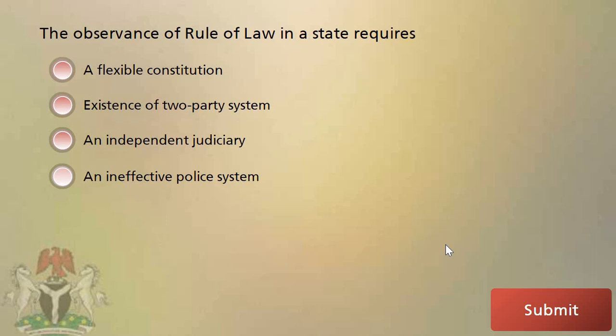Question 13. The observance of rule of law in a state requires A, a flexible constitution; B, existence of two-party system; C, an independent judiciary; D, an ineffective police system. Okay, an independent judiciary is a concept that the judiciary should be independent from the other branches of government or the politician in office. That is, courts should not be subjected to improper influence from the other branches of government or from private or partisan interest. So the right answer is C. The observance of rule of law in a state requires an independent judiciary.